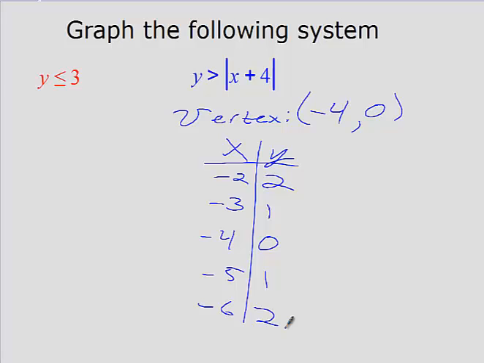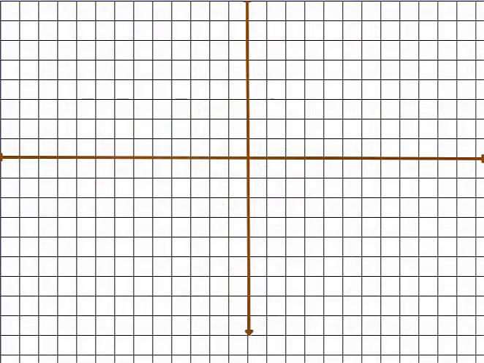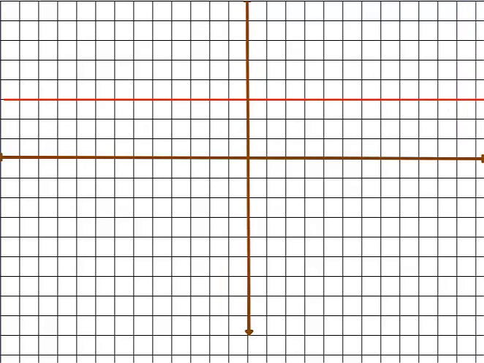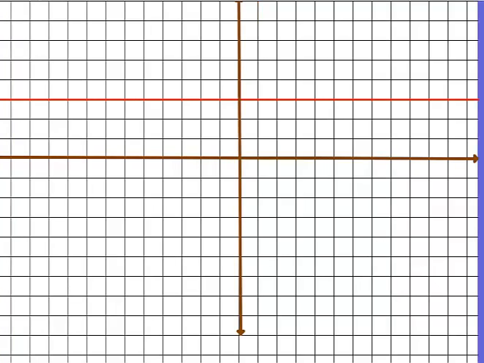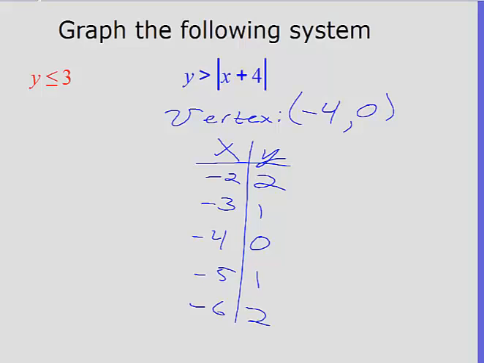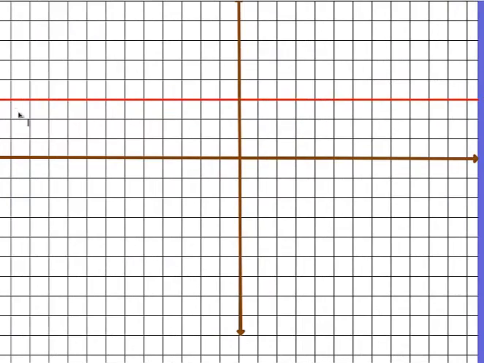Y less than or equal to 3. I'm going to cheat a little bit because I can. 1, 2, 3, horizontal line. You said it's going to be solid, right? Everybody okay with that? All right, and I'm going to shade. So did I want to shade above or below? Y less than or equal to, right? So we're going to shade below the line.